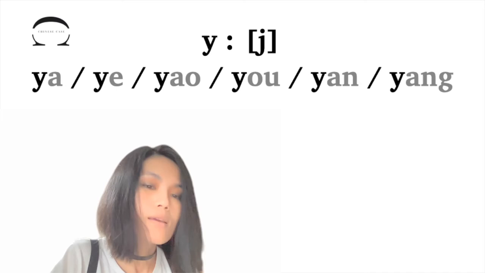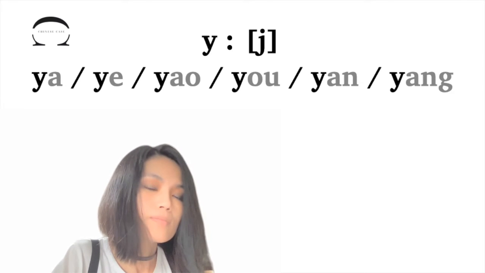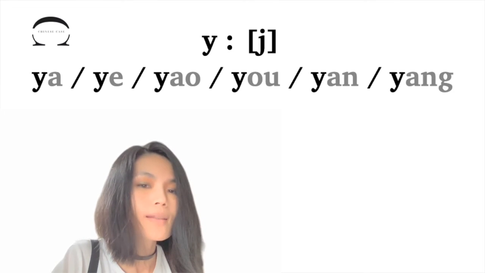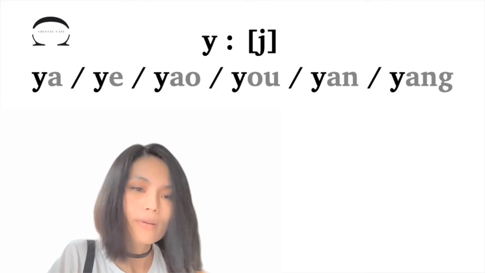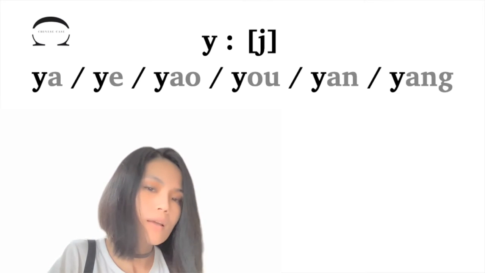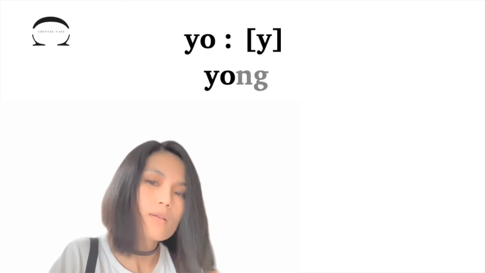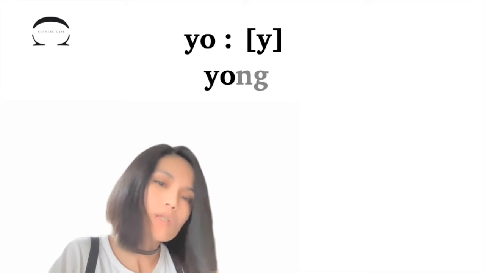Respectively, the above syllables are pronounced as ya, ye, yao, you, yan, yang. A side note here, if you're not sure how to pronounce the semi-vowel y, you could check out the link in the description. Situation three, there is only one syllable in this situation, which is Y-O-N-G.